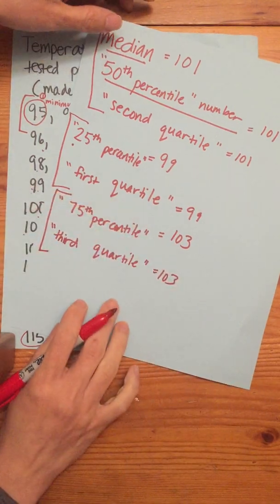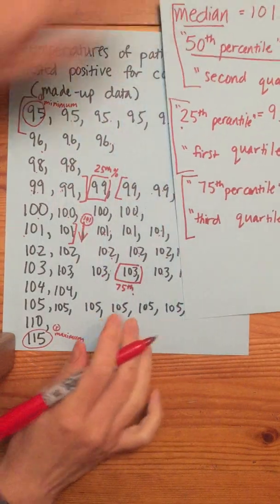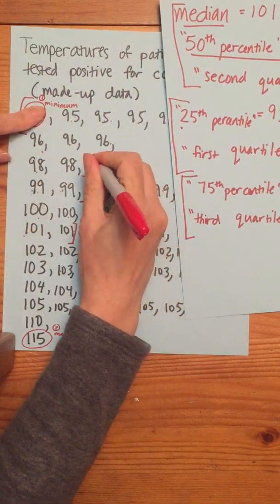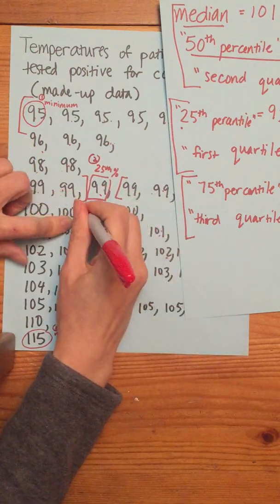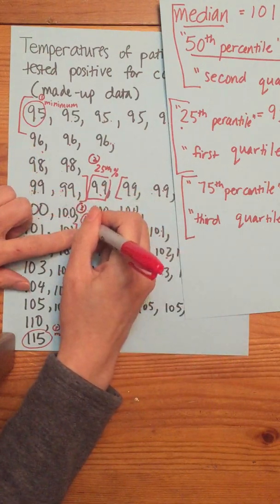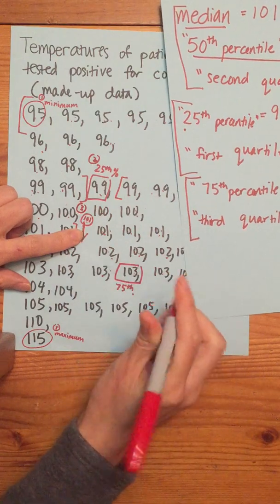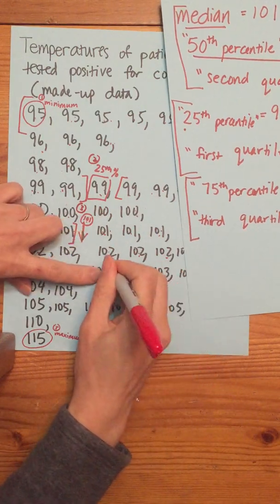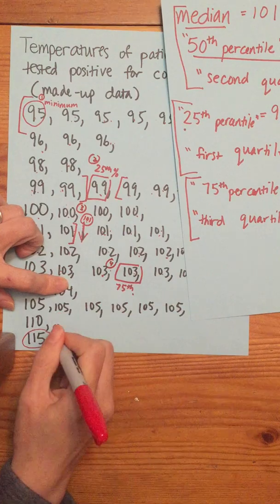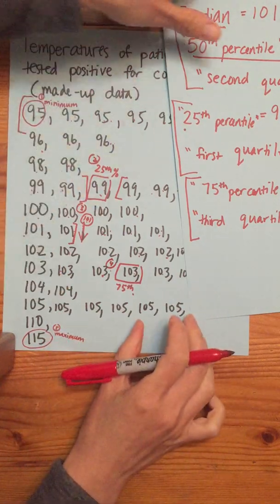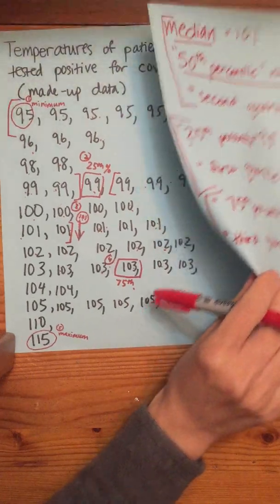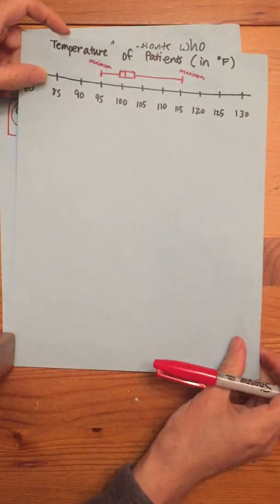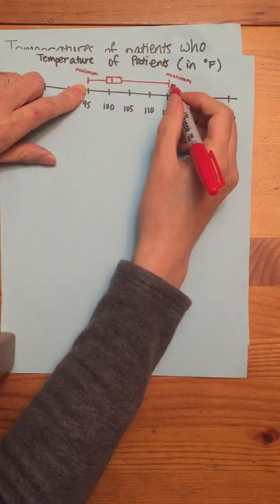All right. I now have 5 numbers. The minimum, the 25th percentile number, which is 99. The second, the 50th percentile number, which is 105, excuse me. The 75th percentile number, which is 103, and then the maximum, which was the 5th number. Those 5 numbers are the points that made up that grid that we saw before. So we already labeled the minimum and the maximum.